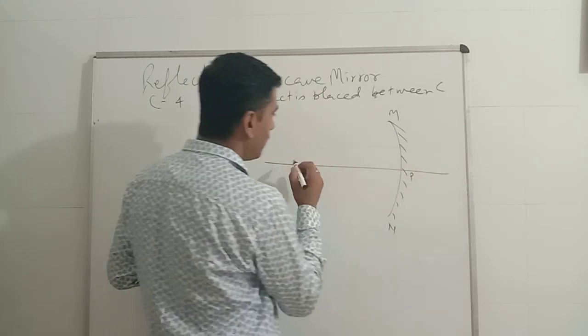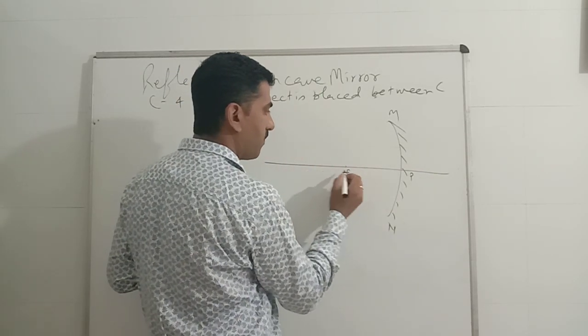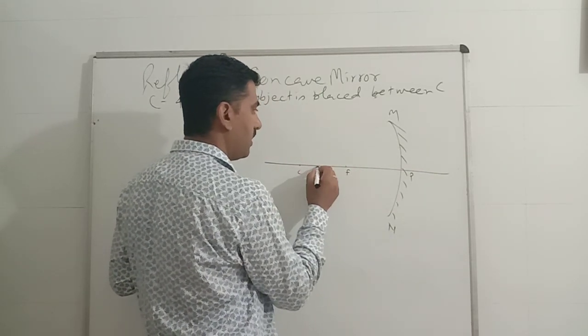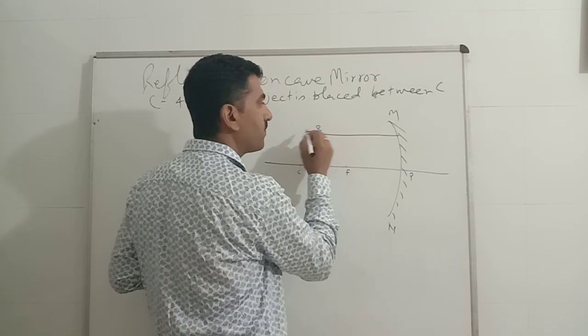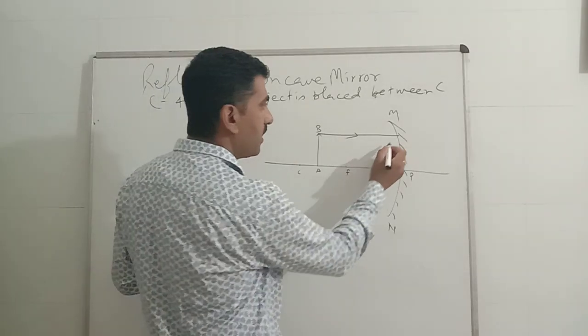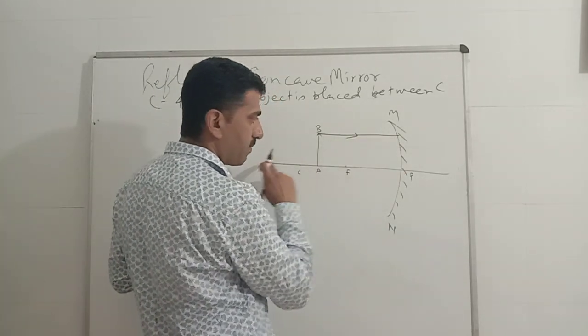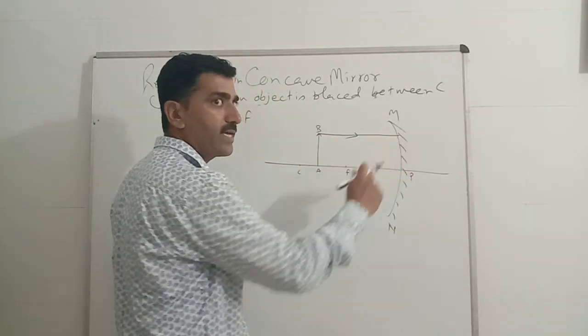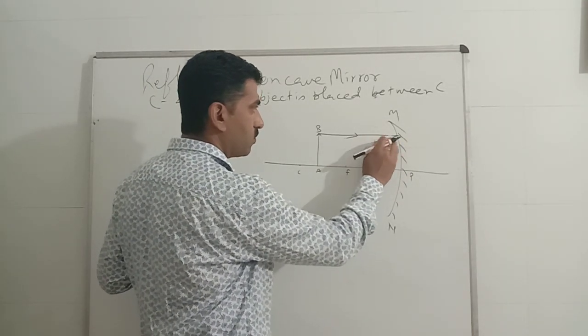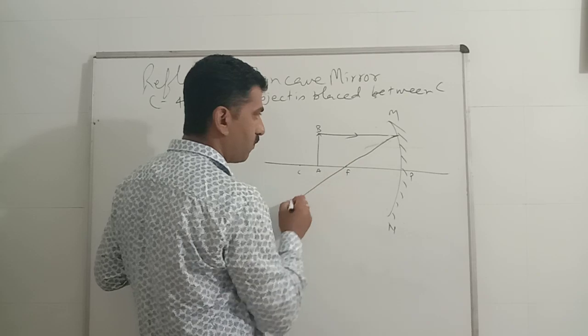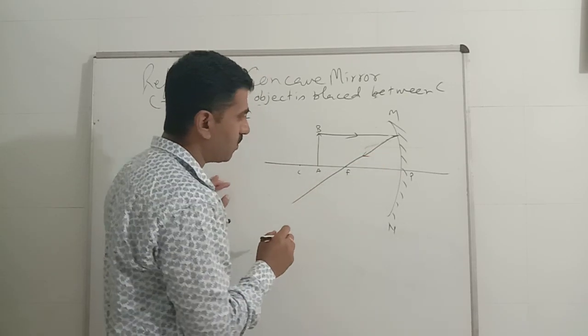This is your pole. This is, suppose, your focus, approximately you have to make. And here you are making the object. This is your AB object. You have to represent it with the arrowhead. First, I said you will make one ray of light parallel to the principal axis, and it will come back to your focus. Straight line with the help of a scale will make.